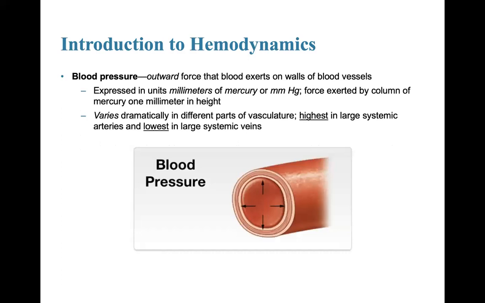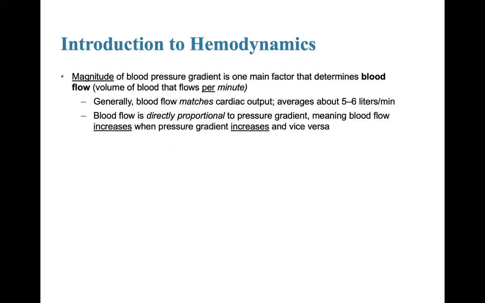Blood pressure is the actual outward force that is exerted on the walls of the blood vessels. It is typically expressed in units of millimeters of mercury, the force exerted by a column of mercury 1 millimeter in height. This can vary dramatically in different parts of the vasculature. However, it is typically highest in large systemic arteries and lowest in large systemic veins. The magnitude of blood pressure gradients is one main factor that determines blood flow.